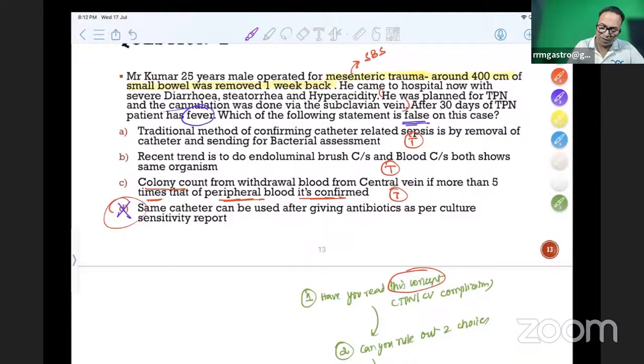Sending the tip for culture sensitivity is an old concept. The old concept is that we send the tip for culture sensitivity. Now it is not needed.